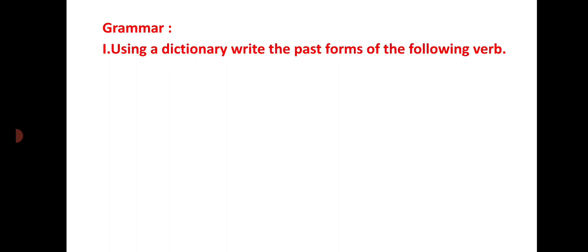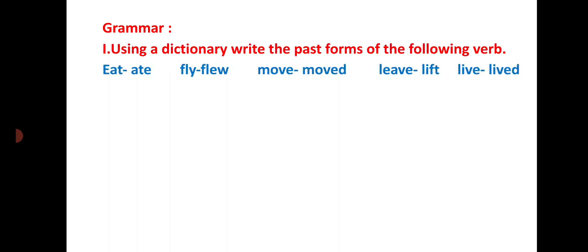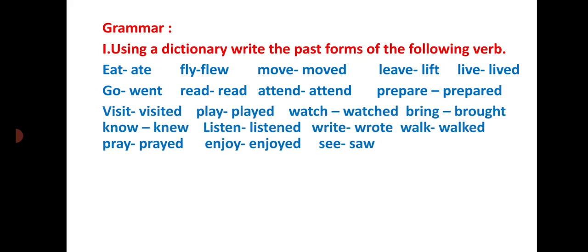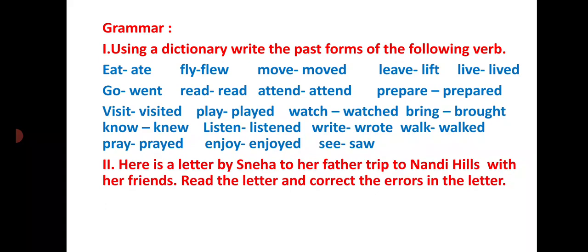Grammar. Using the dictionary, write the past form of the verbs given below. Eat, ate; fly, flew; move, moved; leave, left; leap, leapt; live, lived; go, went; read, read; attend, attended; prepare, prepared; visit, visited; play, played; watch, watched; bring, brought; know, knew; listen, listened; write, wrote; walk, walked; pray, prayed; enjoy, enjoyed; see, saw.